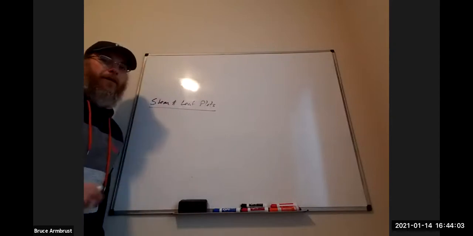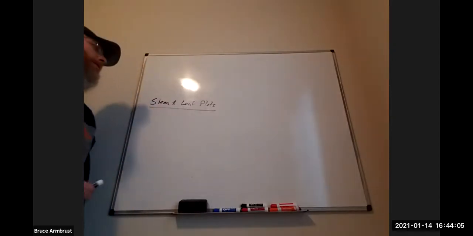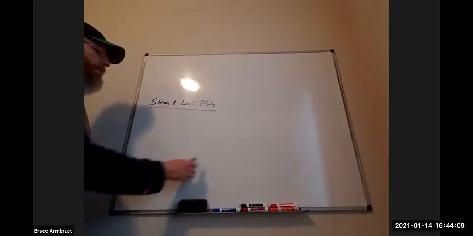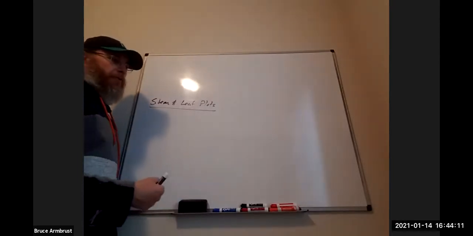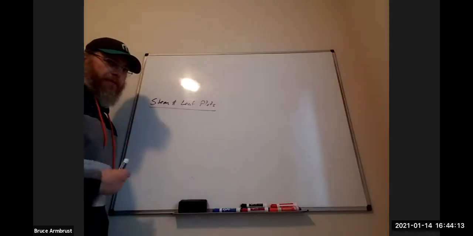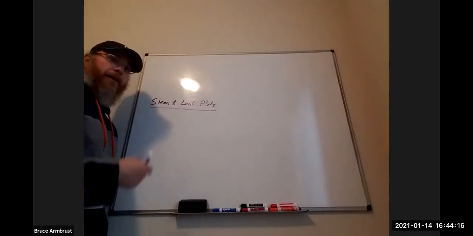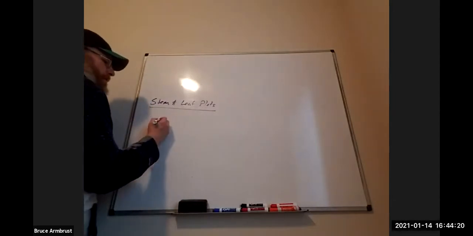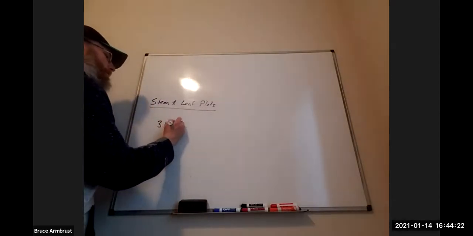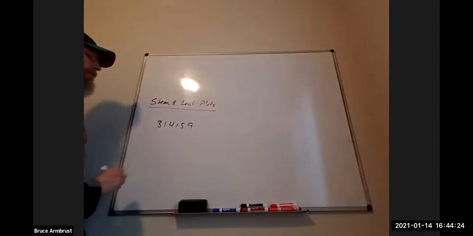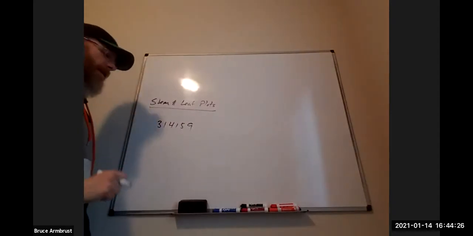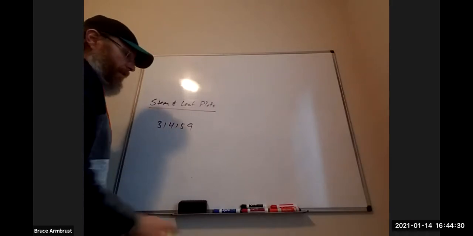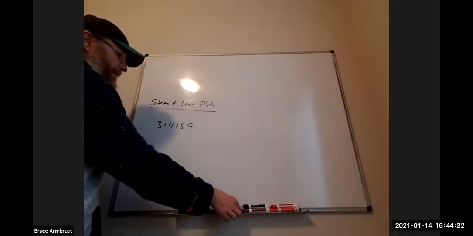Well, stem and leaf plots are kind of the same idea. With stem and leaf plots, basically what we're doing is we're taking numbers and we're breaking them into two pieces, a stem and a leaf. All right, so here's a generic number. Let's say we've got the number 314,159.